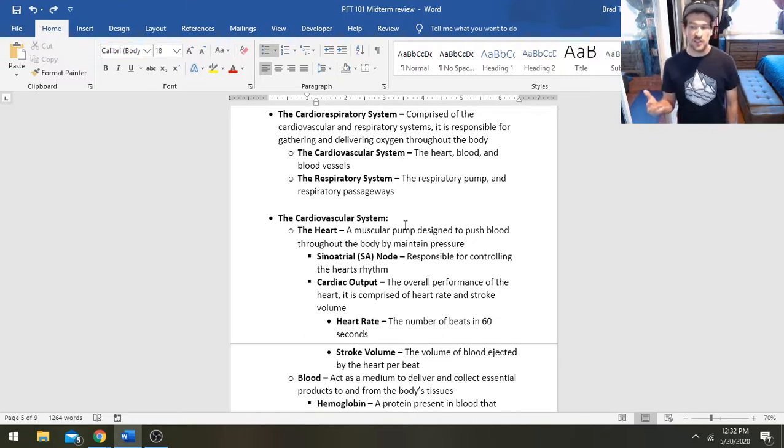So your cardiorespiratory system is made up of two, again, intertwined systems here, which is going to be your cardiovascular system. That is your heart, your blood, and your blood vessels, right? That's providing a means to transport everything.